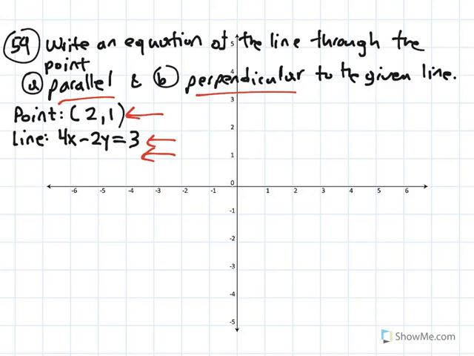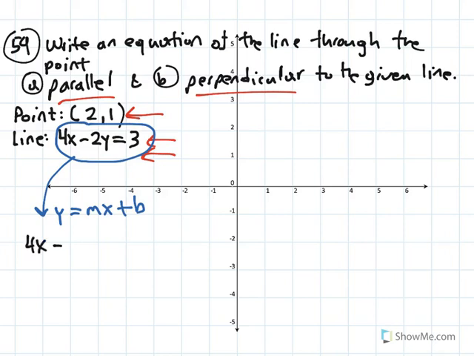With that review, we're ready to go back to our problem for number 59. Write an equation of the line through the given point parallel to the given line in part A. So we need to find the slope of the given line. You can do that by rewriting the given line in slope-intercept form. So we're going to do that.